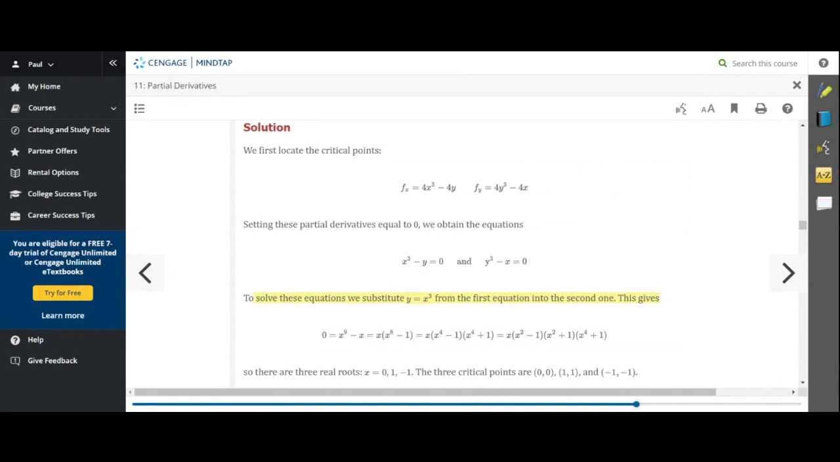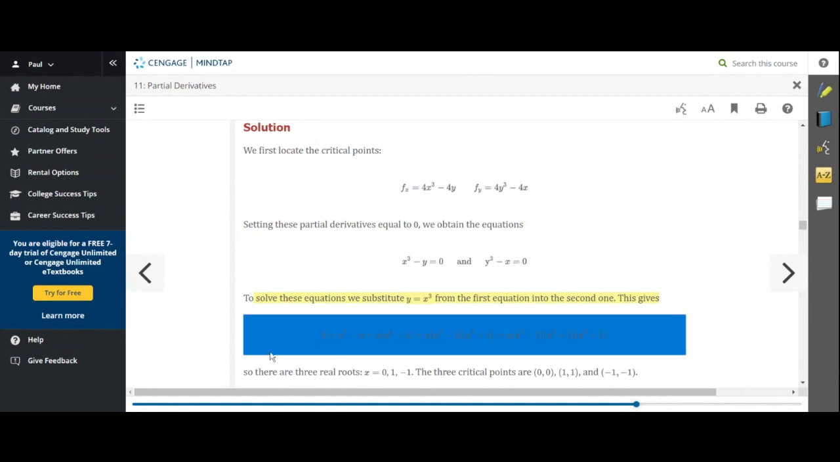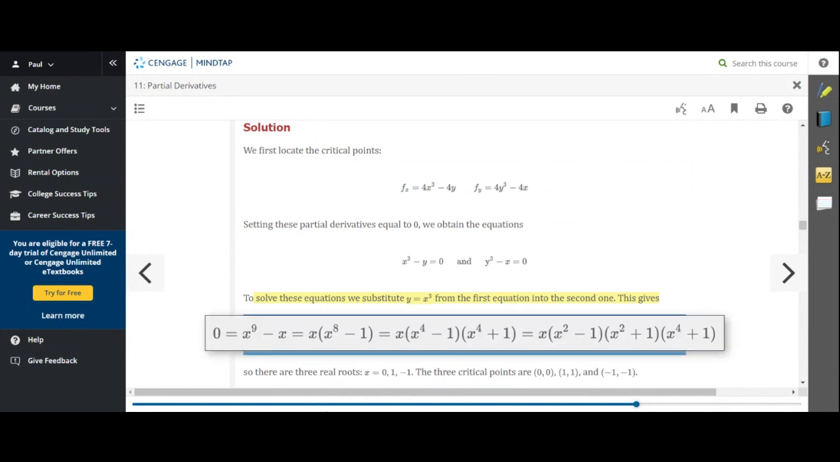And if we do that, you're going to get what you see here, what I'm highlighting or blowing up right here. You're going to get 0 equals x to the 9th minus x. And then you can factor that. You can factor out an x, and then x to the 8th power minus 1, you can factor that. And then you can factor the x to the 4th minus 1.